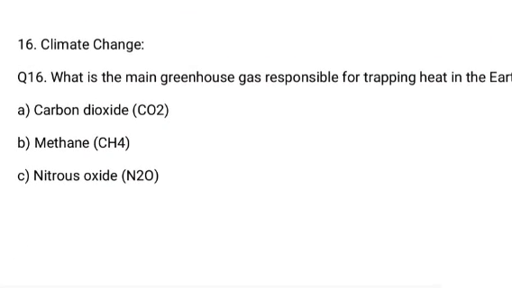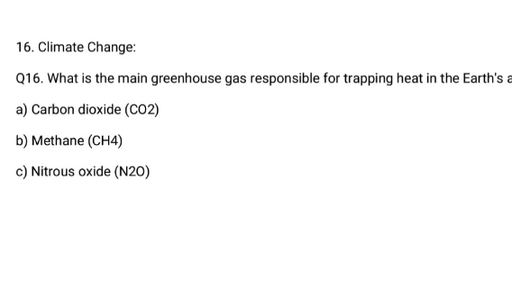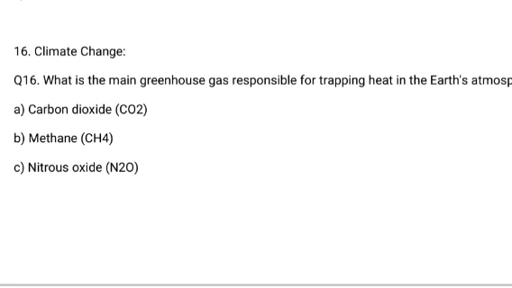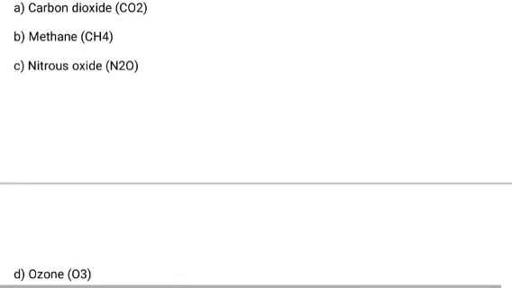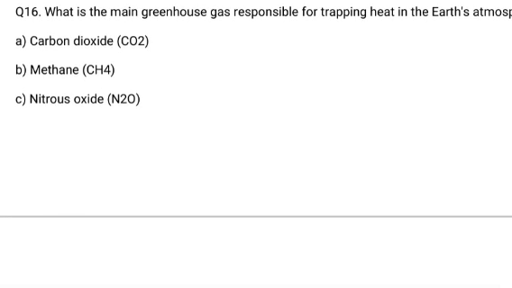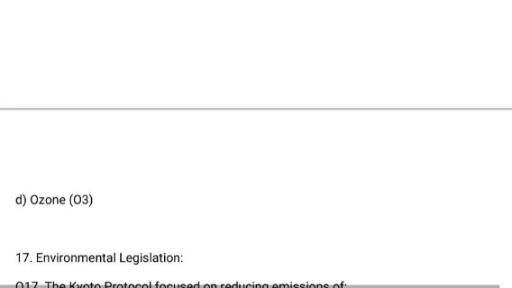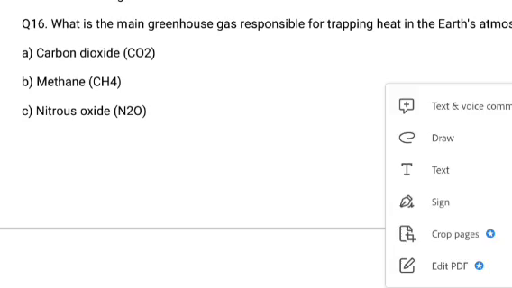16, climate change. What is the main greenhouse gas responsible for trapping heat in Earth's atmosphere? Carbon dioxide CO2, methane CH4, nitrous oxide N2O, ozone. So number 16, carbon dioxide CO2 will be the correct answer, that is option 1.